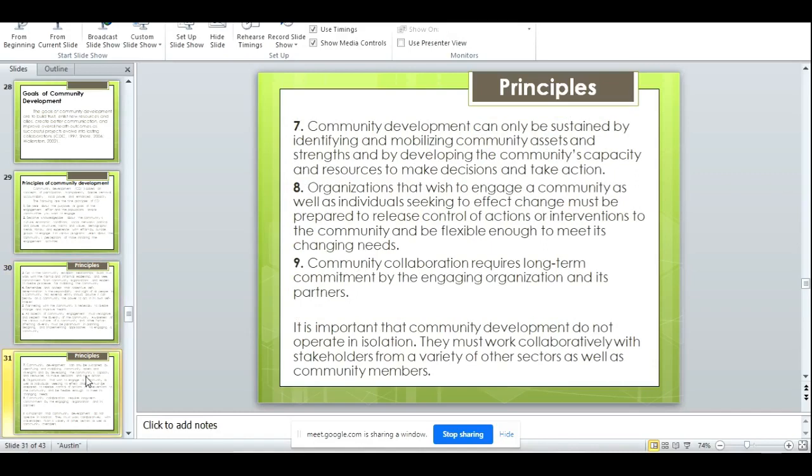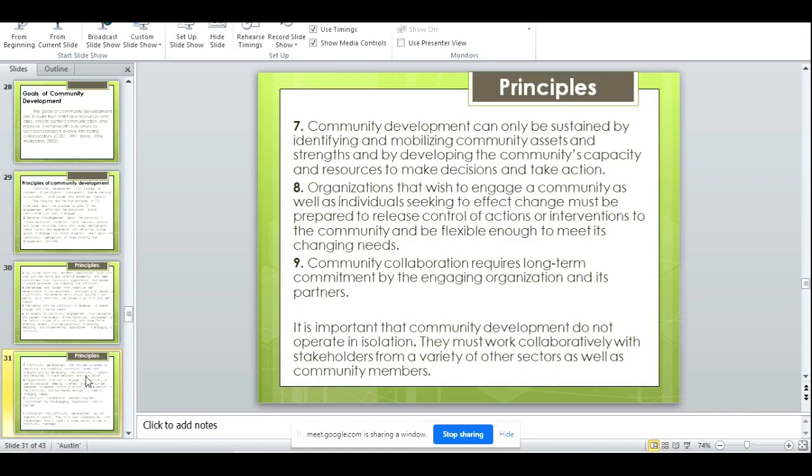And number 7, community development can only be sustained by identifying and mobilizing community assets and strengths, and by developing the community's capacity and resources to make decisions and take action. So you cannot do it on your own. It is more successful when you work with the community members. And number 8, organizations that wish to engage a community as well as individuals seeking to effect change must be prepared to release control of actions or interventions to the community and to be flexible enough to meet its changing needs. So you have to, like I've always said, work with the community members, carry them along every stage. They are your partners in the developmental process.